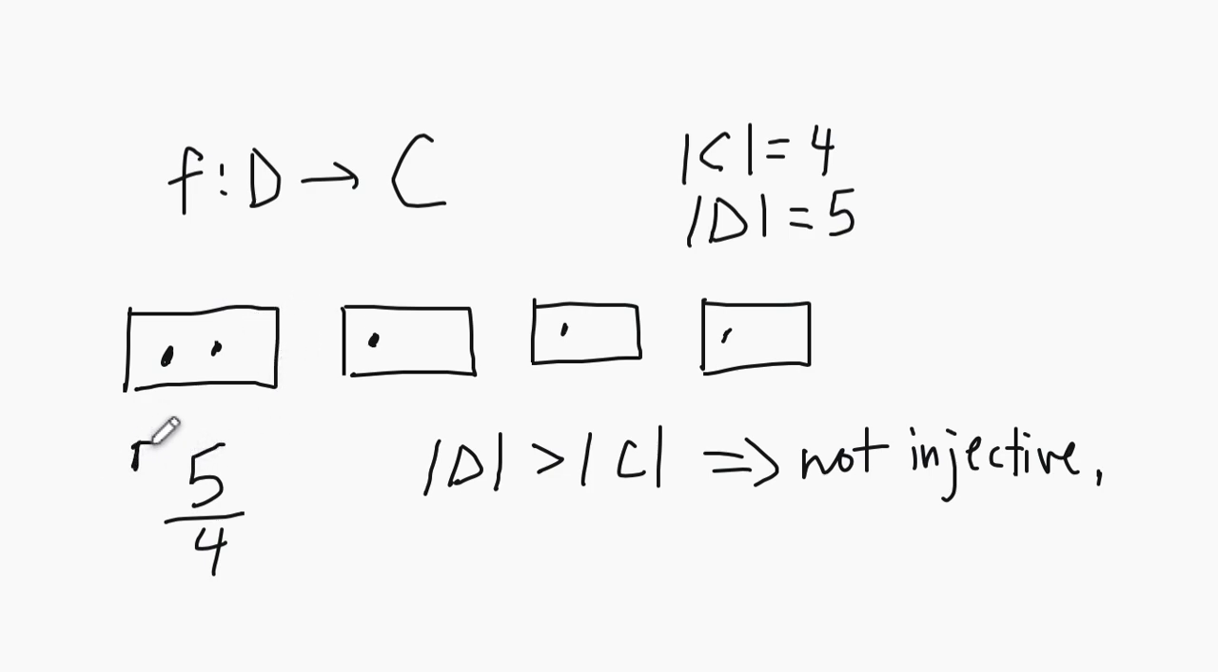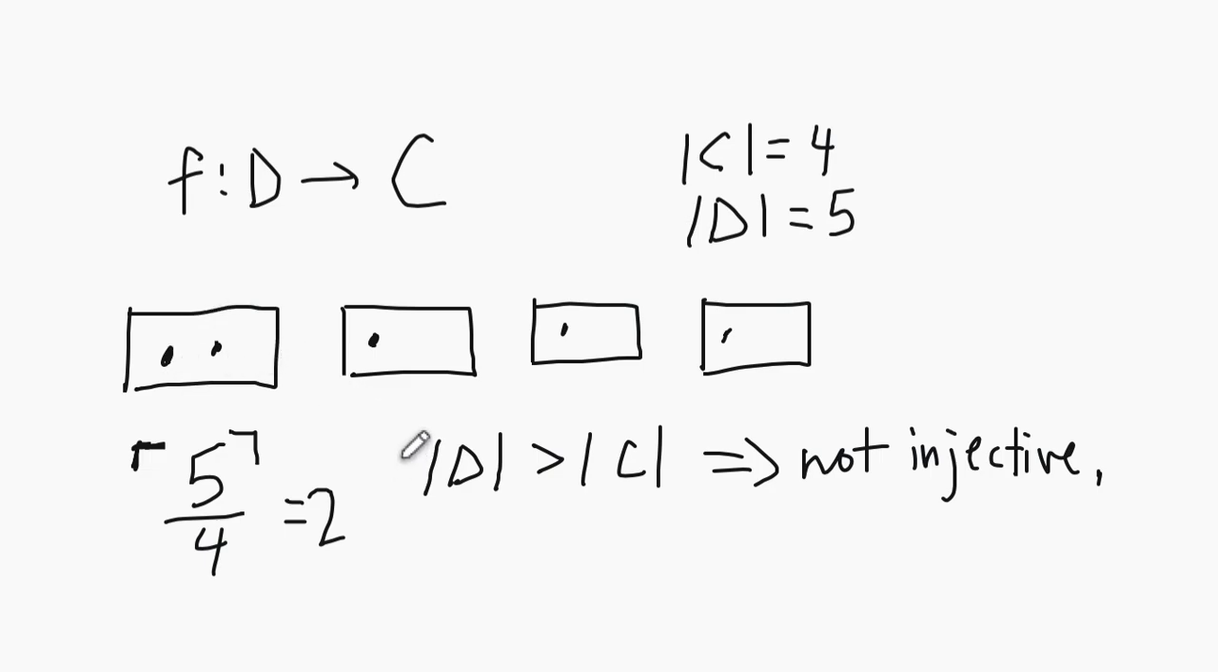There's some notation for the smallest integer that's bigger than something. This is the ceiling function, like the integer that's above this at least. And in this case, that would be 2. So there has to be a box with 2 things in it.